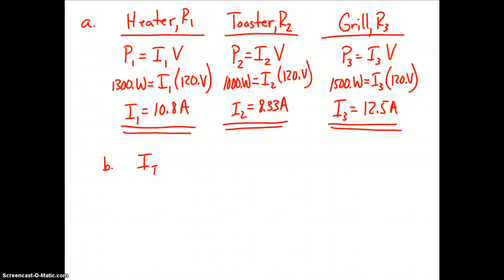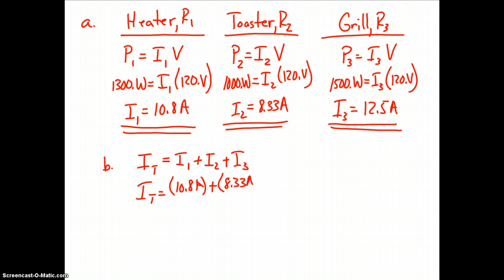So what we need to do is calculate the total current for these three devices that we just measured in part A, and see what our total is. In parallel, the total current is the sum of the individual currents. So the total current is going to be 10.8 plus 8.33 plus 12.5 amps. And when we add those up, we get a total current of 31.6 amps.